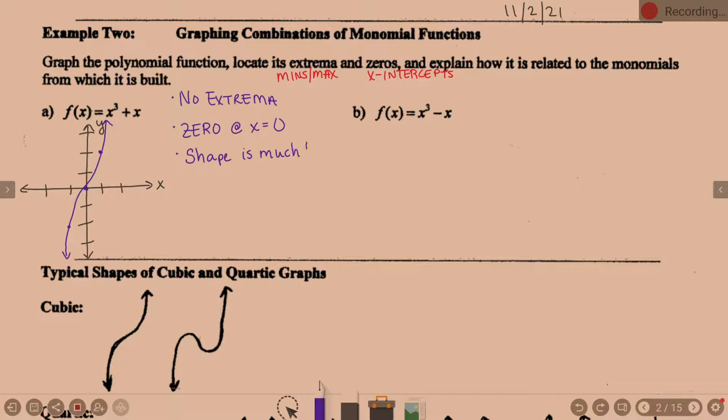Okay, so what I'm going to comment here is that the shape is much like y equals x cubed. So in general, shape is much like y equals x cubed. Near the origin, I'm going to say shape resembles y equals x. So being able to connect that the general shape of the graph is y equals x cubed, but near the origin, the shape specifically takes on the form of y equals x.